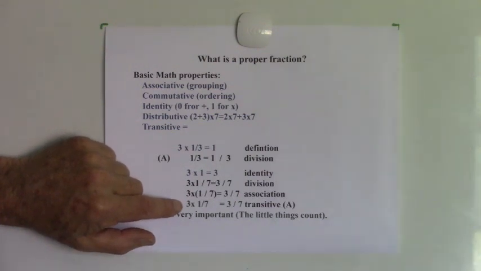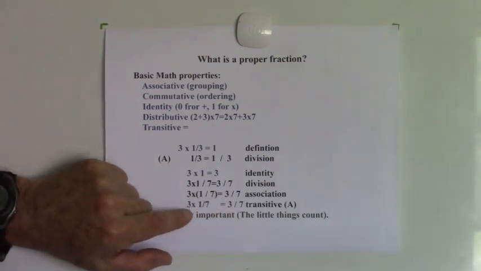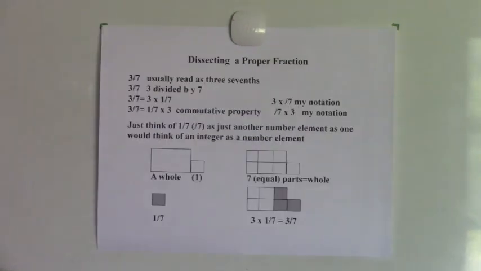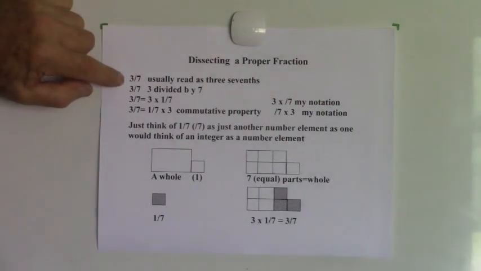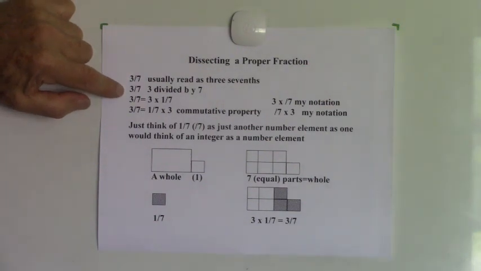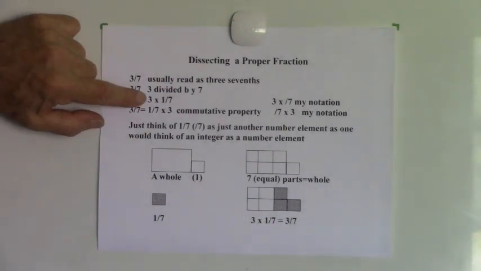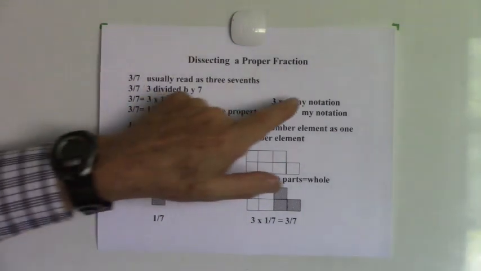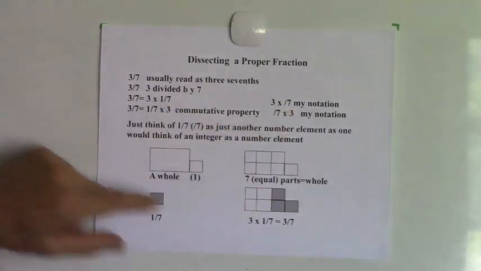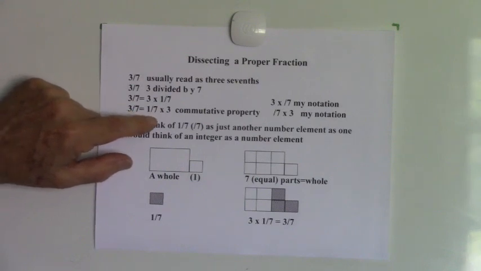Simple as it may be, this is where we want to focus our attention. 3/7 is the same as 3 times 1/7. Okay. Because this is so important, I want to spend more time on it. 3/7 is usually read as "three sevenths." It could also be read as 3 divided by 7. But what is important that we notice is that 3/7 is also 3 times 1/7. This is my notation, where I just leave the 1 out. And then if we just commute them, 3/7 is also 1/7 times 3.